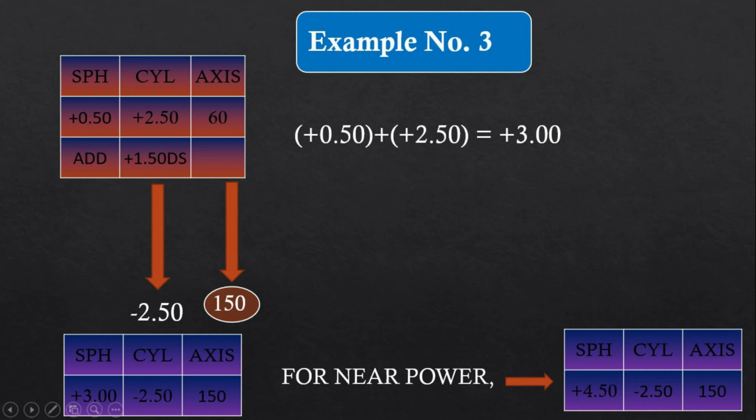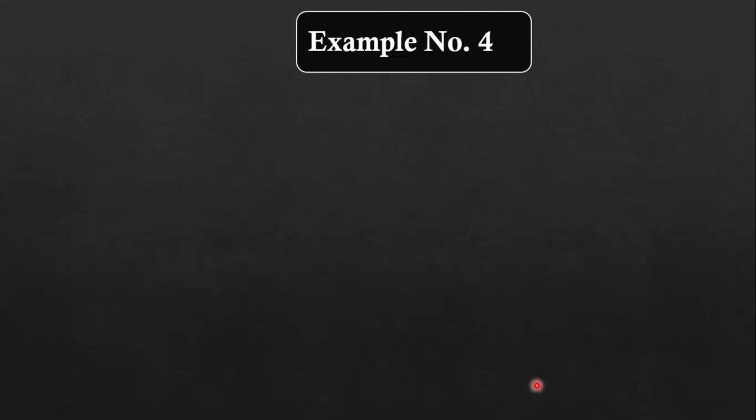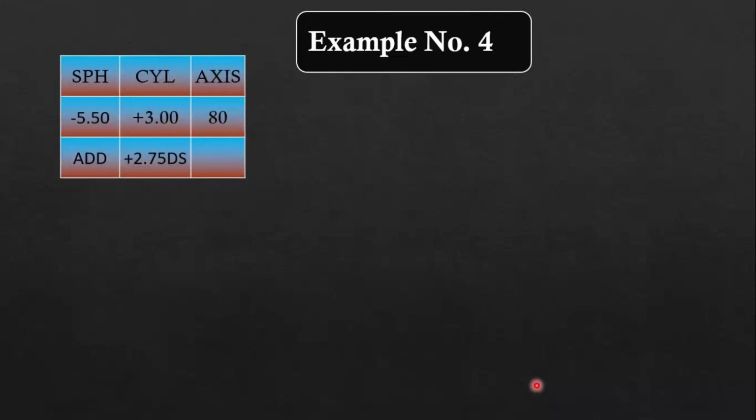So for near prescription, after transposing, the prescription would be plus 4.50 diopter sphere with minus 2.50 at the axis of 150. Let's do one more example. Example number 4. If the prescription is minus 5.50 diopter sphere with plus 3.00 diopter cylinder at the axis of 80 degree, and here are mentioned the near power as prescribed by add plus 2.75 diopter sphere.